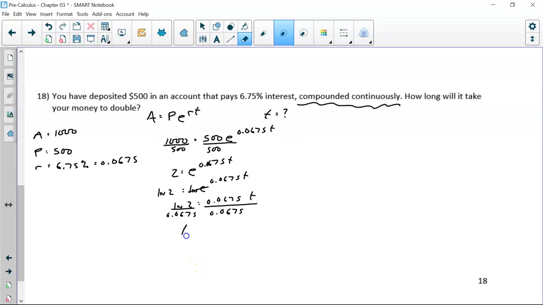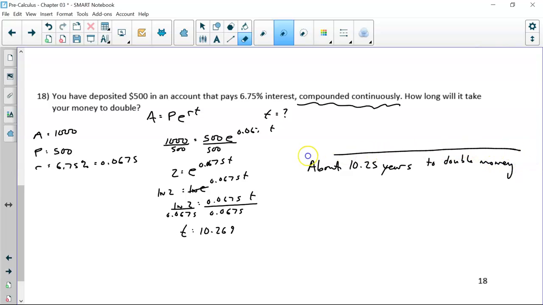So in the end, we get t equals. And when you do your division, you're going to get about 10.269. So it's going to take about 10.25 years, about 10 and a quarter years to double our money. And that's just using our methods of solving an exponential equation. Okay, thank you, and I will see you in the next video.